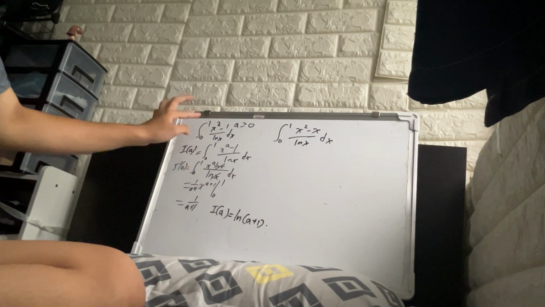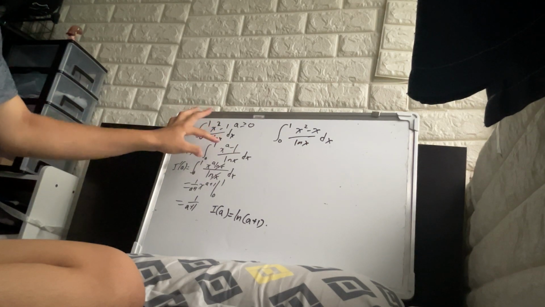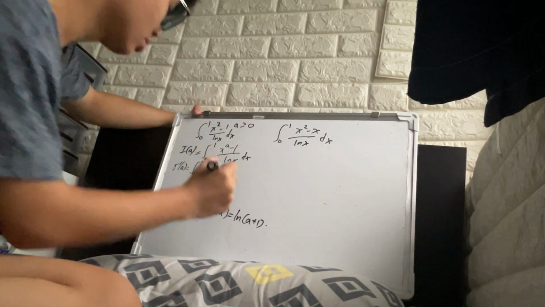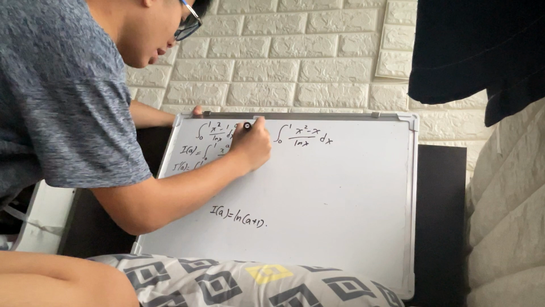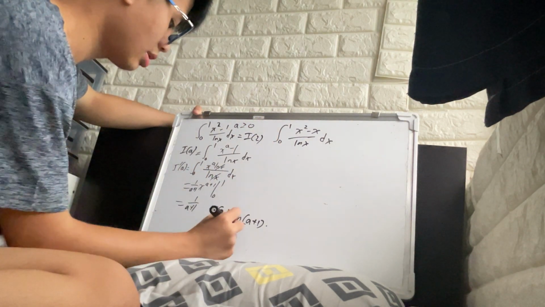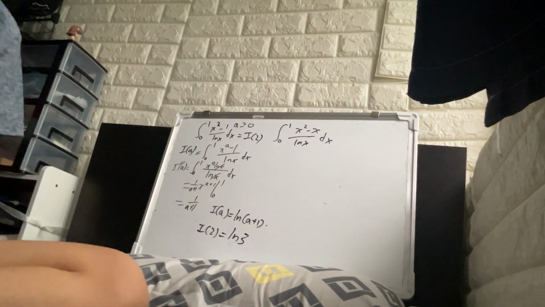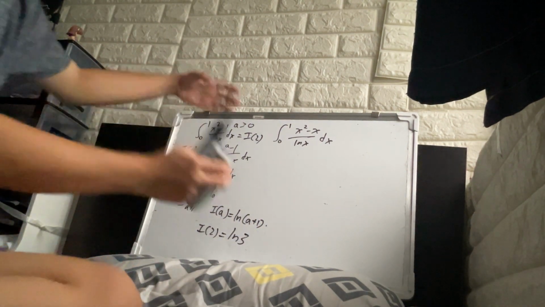So for the original integral, a is equal to 2, compared to each other. So this is equal to I of 2. I'm just going to skip the step. I of 2 is equal to ln of 2 + 1, which is just ln 3. And this is really amazing.